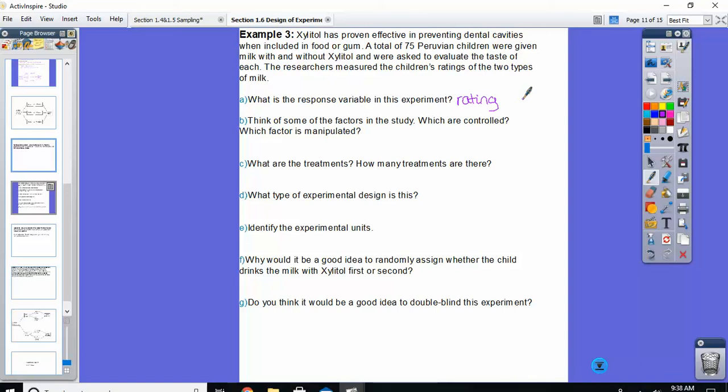Okay, think about some of the factors in the study, which are controlled and which one is manipulated. So the factors in my study: the thing we're manipulating is whether the milk has xylitol or not. Other factors are more controlled. We took a group of 75 children, but if we want consistent results, we need to make sure we are looking at things like age, maybe gender. Are males more likely to like this drink than females? Or is a 2-year-old more likely to like the milk than a 10-year-old? So we would have to control for those things. The treatment is which type of milk they get.